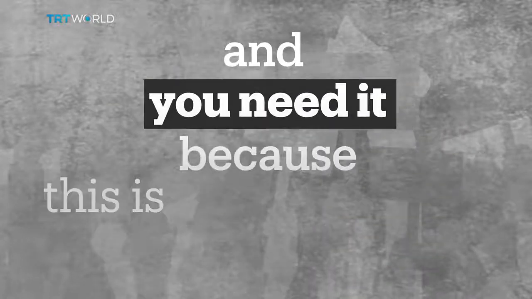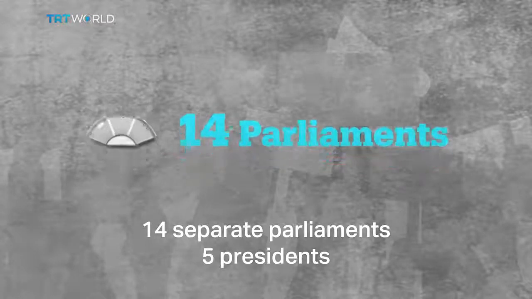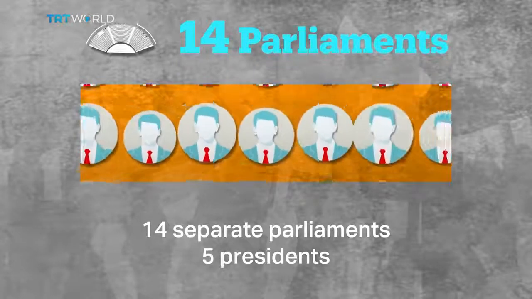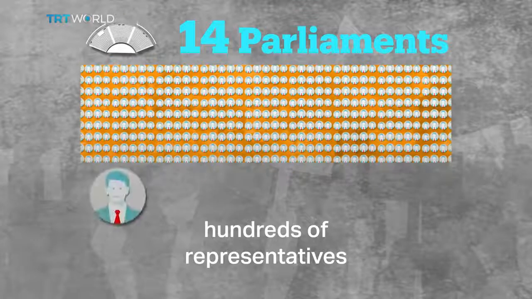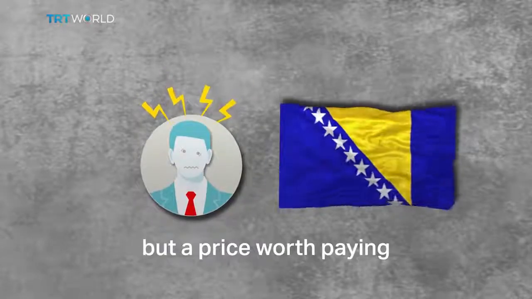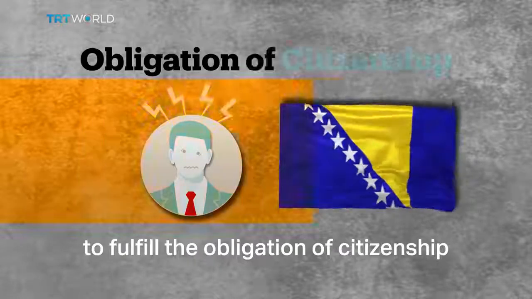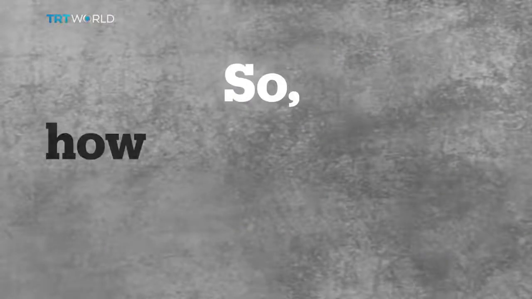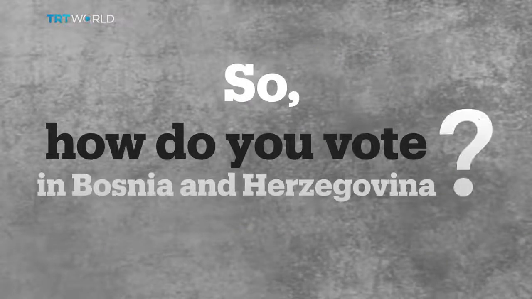And you need it, because this is a country with 14 separate parliaments, 5 presidents, hundreds of representatives, and not to mention 136 appointed ministers. That's a bit of a headache, but a price worth paying to fulfill the obligation of citizenship. So, how do you vote in Bosnia-Herzegovina?